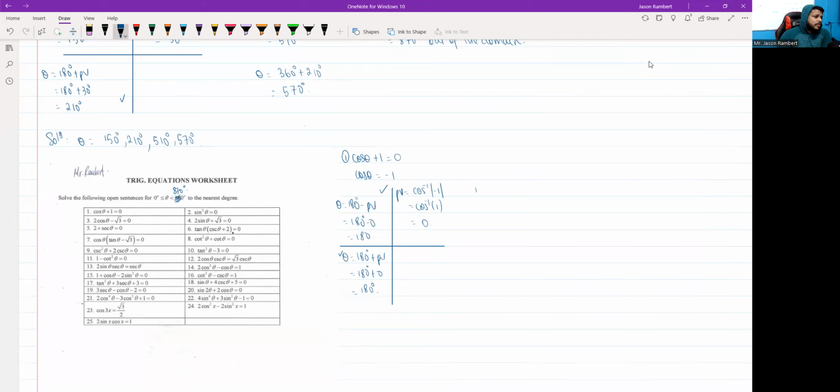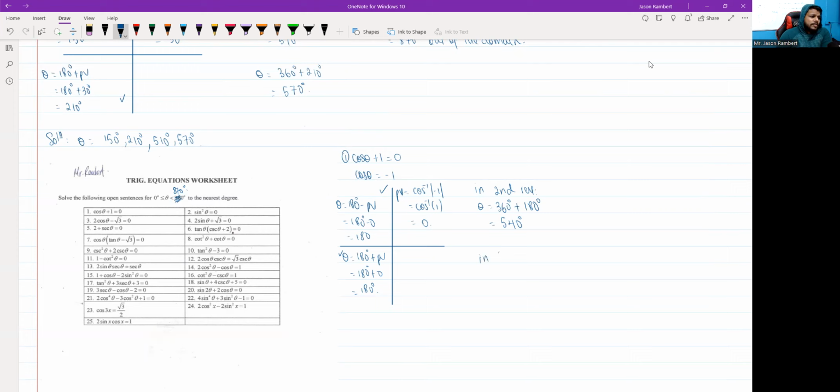I have to check in my next set of revolutions. Well, in the second revolution, theta will be 360 degrees plus whatever angle I got in my first revolution. The only angle I got in my first revolution is 180. So I get 540 degrees. Now, as soon as I go outside of 870 degrees, that's going to be the time when I'm going to stop making solutions.